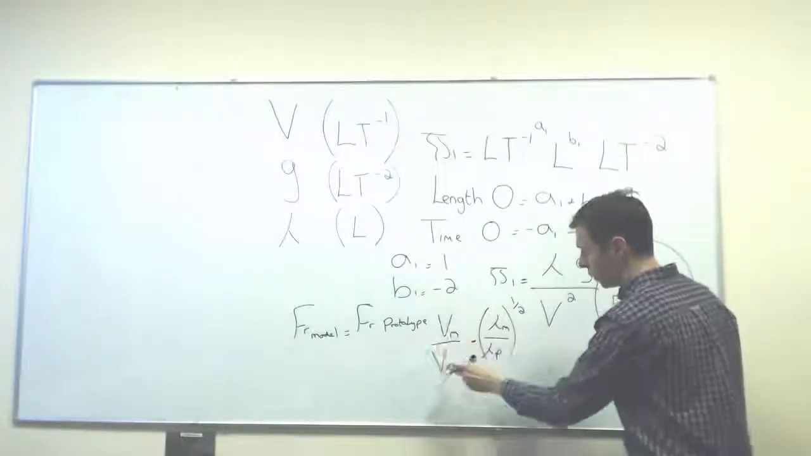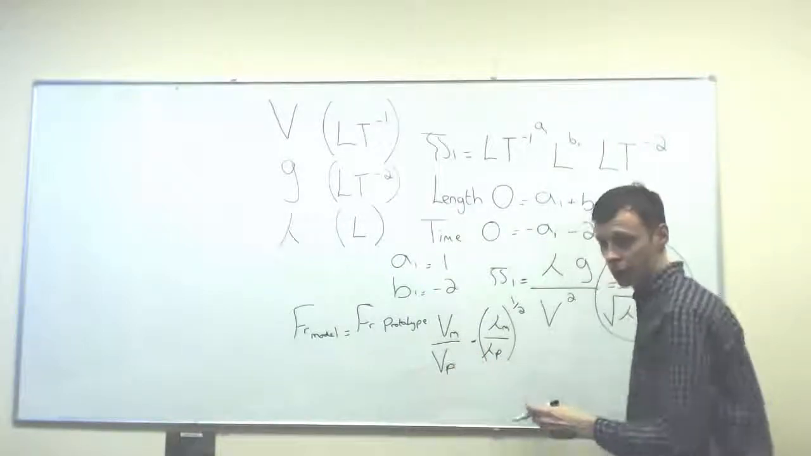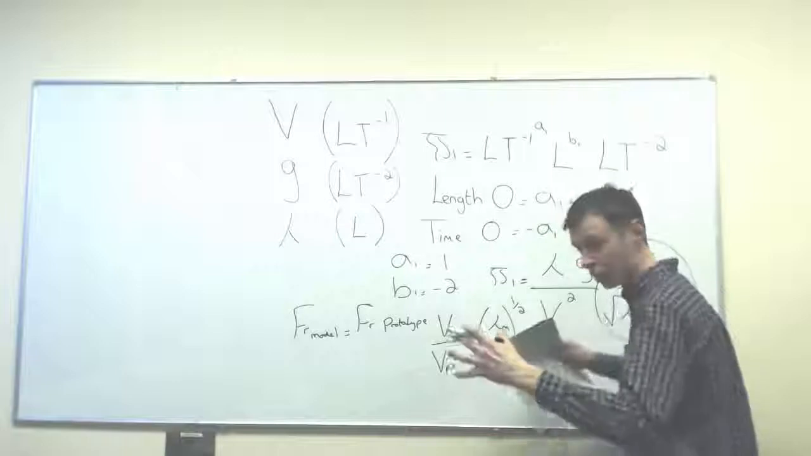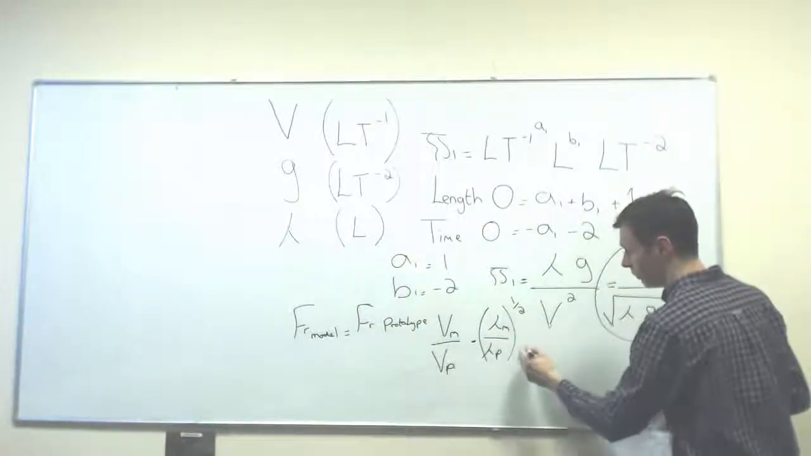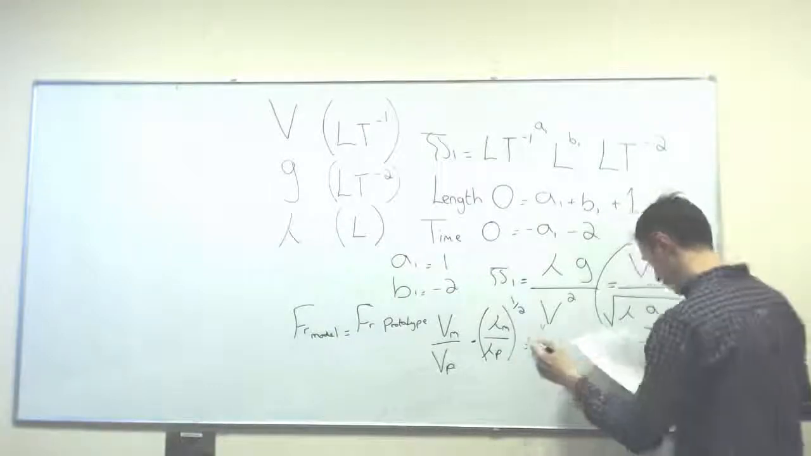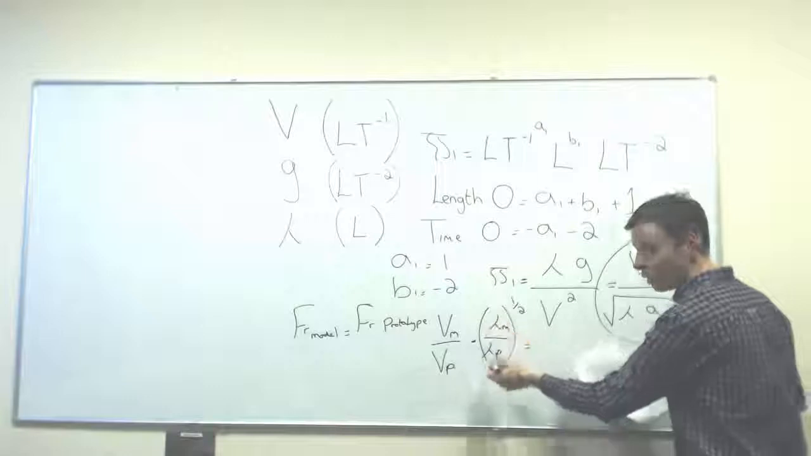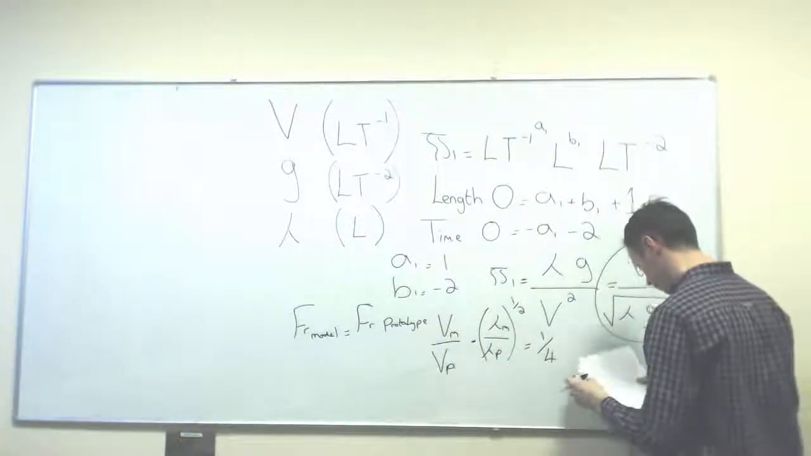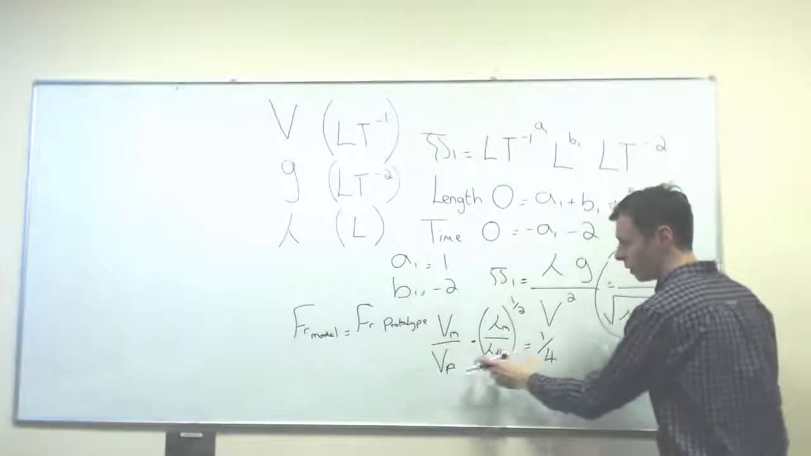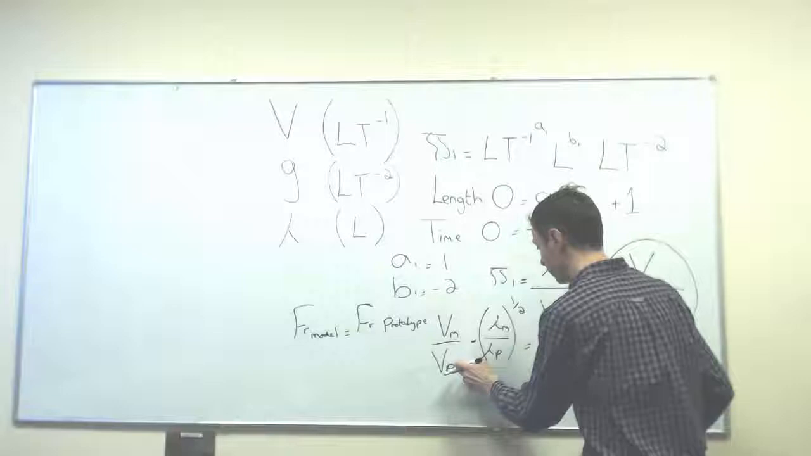So the velocity ratio, the velocity in the model compared to the prototype, is going to be smaller because it's a smaller system. We've scaled it down. So we take the square root of 1 over 16, and we get 1/4. So the velocity in the model is 1/4 that of the velocity in the full scale.